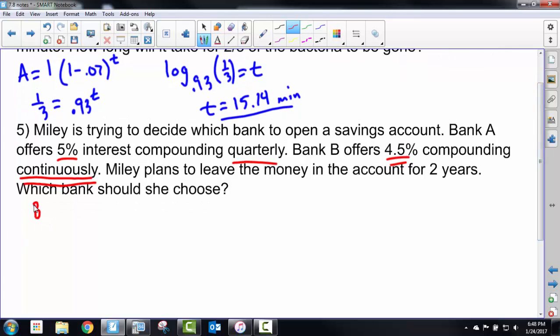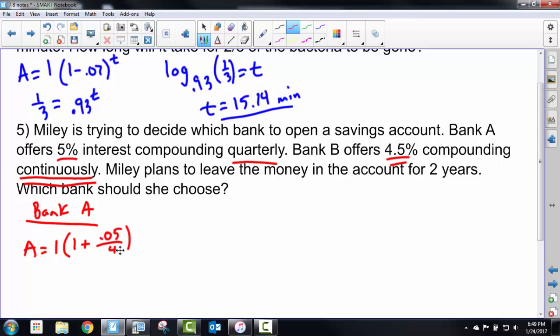Well, let's solve this as two separate problems, essentially. For bank A, we're going to know the amount of money in the account is. Oh, wait a minute. This problem doesn't tell us how much money she's investing. You know what? It doesn't matter. You can pick a number. What I'm going to do is I'm going to pick $1. Okay. Now, you might want to invest more than that if you start a savings account. That's probably smart.